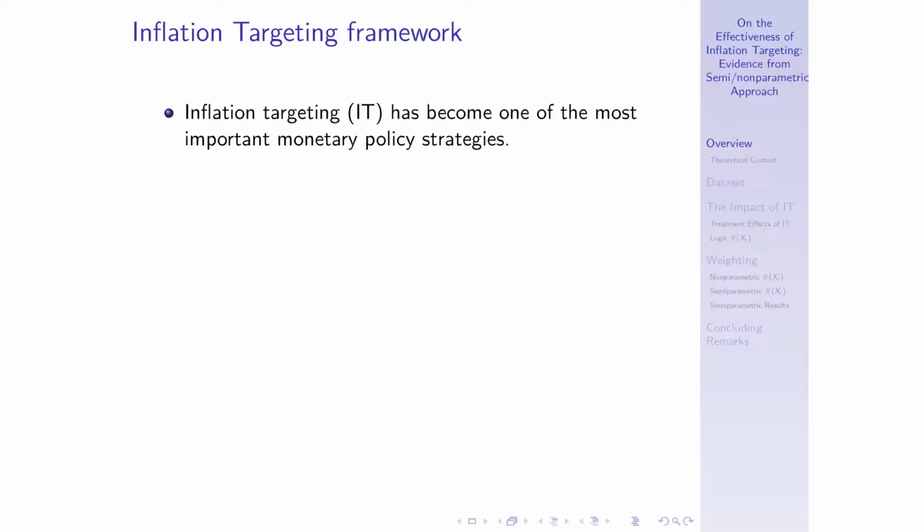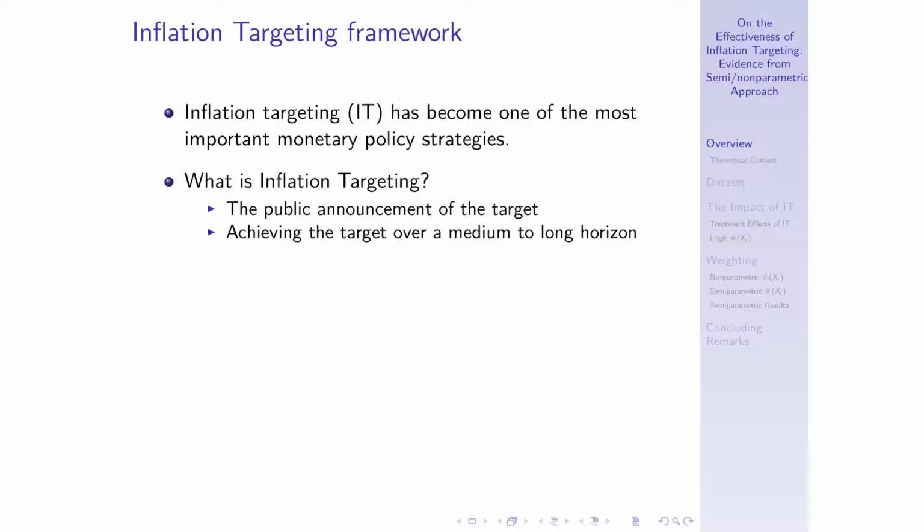strategy. So inflation targeting is, as you know, one of the most important or most widely used monetary policy strategies across the world, and the history goes back to New Zealand, where they started this monetary policy regime in 1990. That was the first central bank which started it. So in inflation targeting, the central bank publicly announces the target, and the idea is that they would achieve the target over a medium to longer horizon. And usually they publish the forecast and the time horizon.